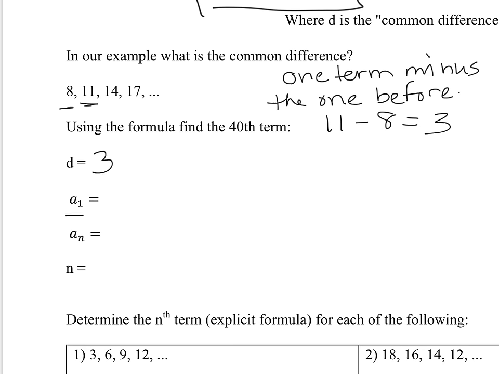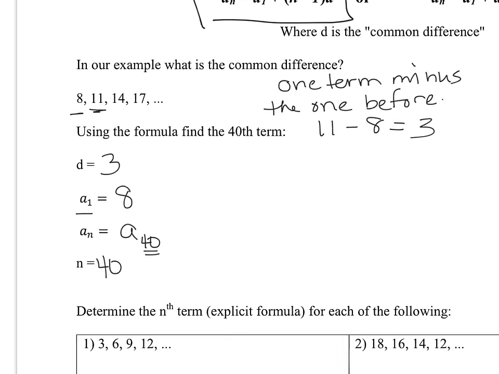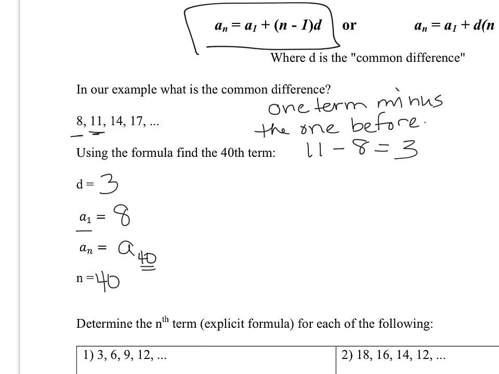a1, remember from yesterday, a1 is the first term. The first term is 8. a sub n, well, I don't particularly know what that is yet because that's what I'm looking to find, but a sub n should be a sub 40 because I want the 40th term. So n then is 40. So I have all my different pieces for the formula. And let's just squeeze the formula onto the screen there. There's the formula.